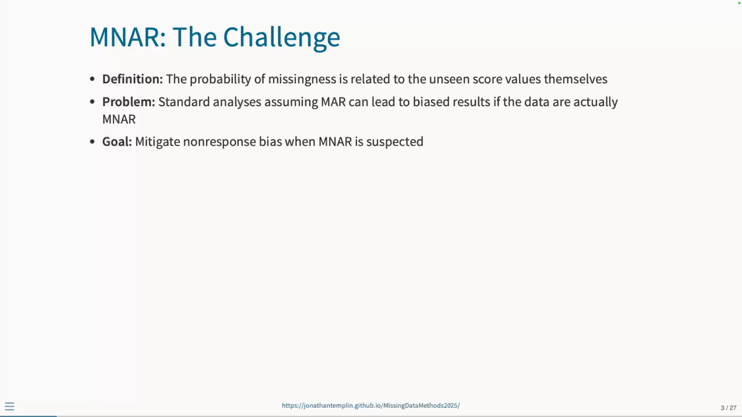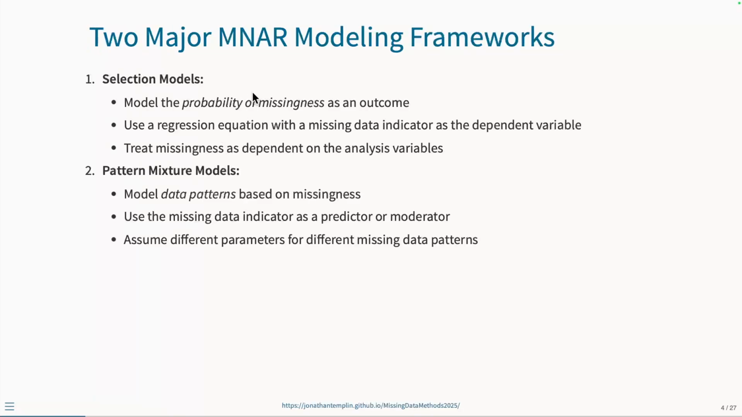If you assume missing at random, but it's truly not missing at random, bias happens. That's always what happens, right? You make the wrong assumption, an inaccurate assumption, and what's going to happen? Your results are not going to be as accurate. They're going to be somewhat biased, right? So the goal is to mitigate non-response bias if you suspect missing not at random.